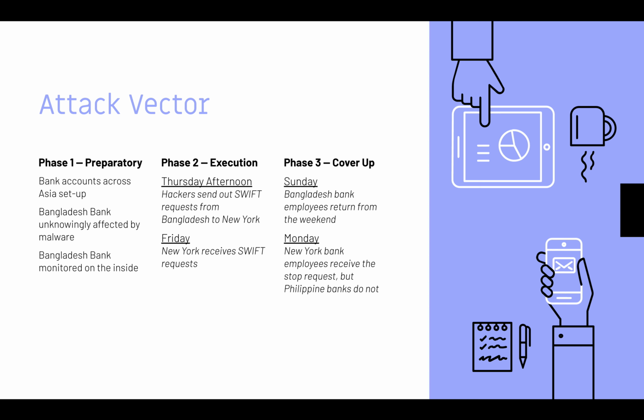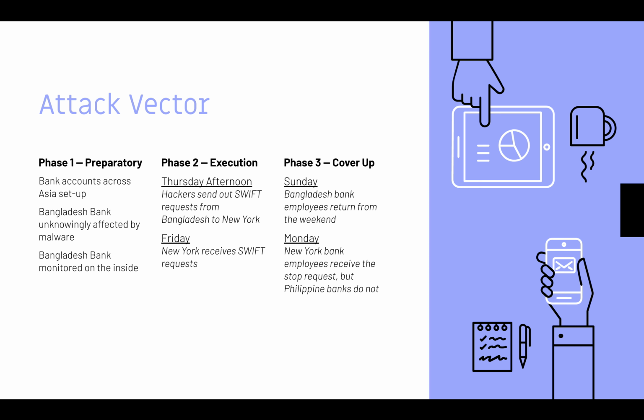Now, on Friday, New York receives these SWIFT requests. They complete 5 of the requests, totaling $81 million. However, their automated flagging system flags the remaining 30 requests out of sheer coincidence.